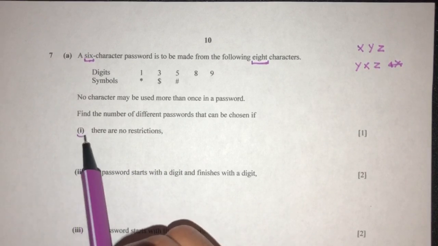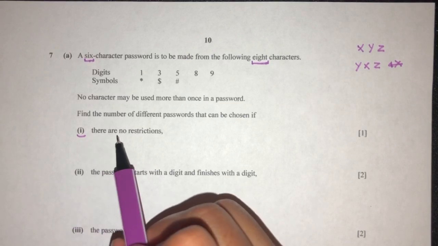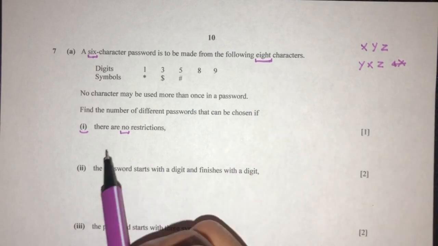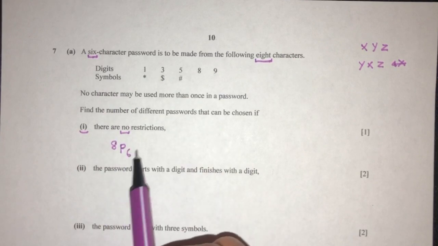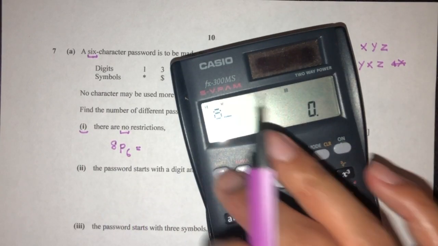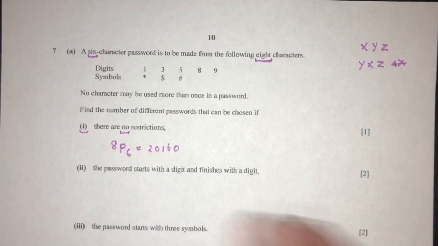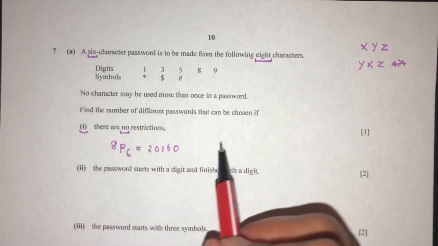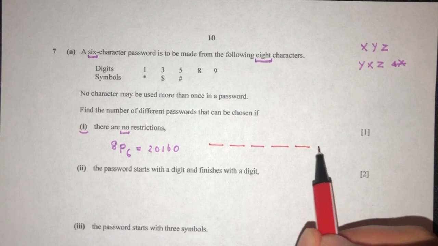Part 1. We have to find the number of different passwords that can be chosen if there is no restriction. So pretty easy. So we have two ways of doing the question. First way is we have 8 available characters. We know it is a permutation. We need 6, that will be 8P6. That is one of the ways. That will be 20,160. That is your question part 1. Again, that is one of the ways. Now the other way is also pretty easy. For example, I need to choose 6 characters. I will have 1, 2, 3, 4, 5, 6.